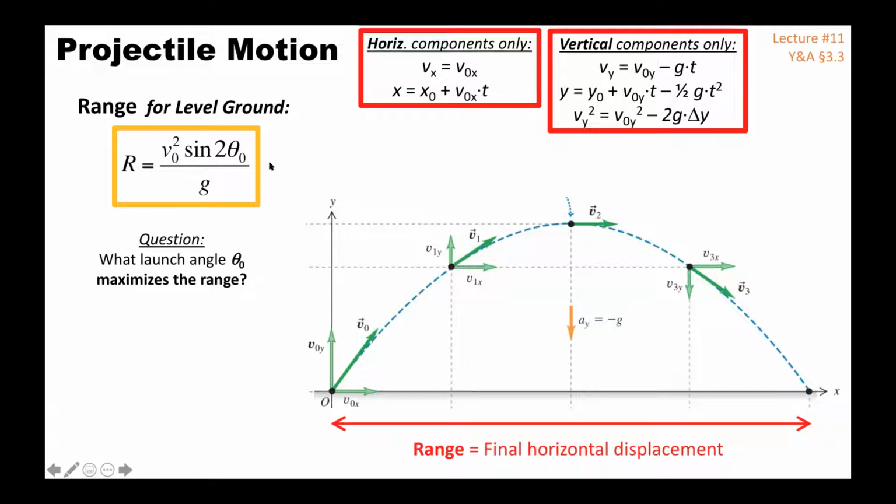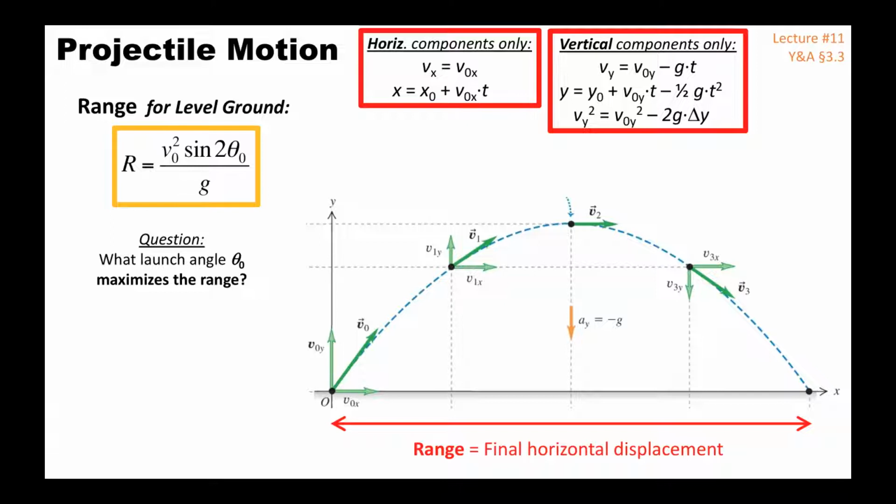So if you would, pause the lecture for a moment and try and figure out what is the value of theta naught, the launch direction, so that the value of R will be maximized, knowing that g and v naught are constant.